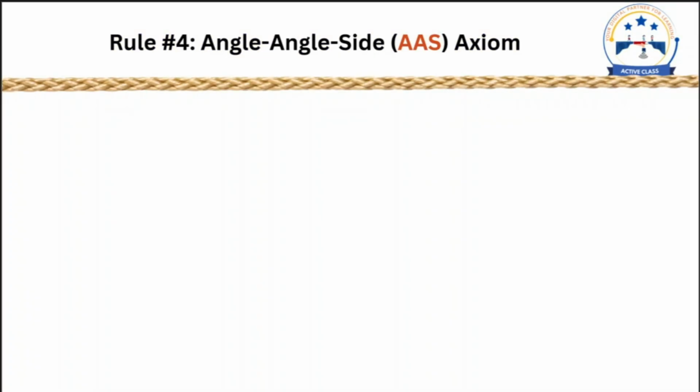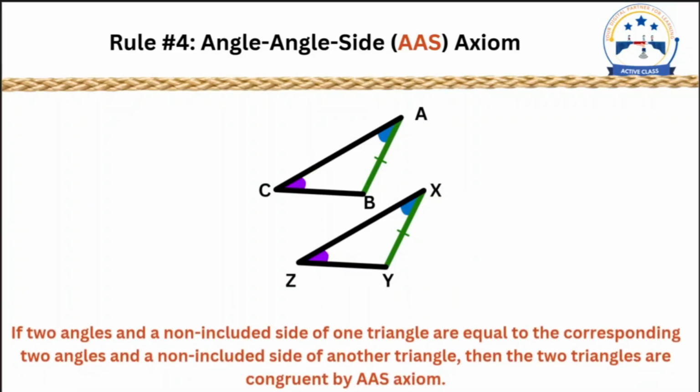Next up, angle-angle-side axiom or AAS axiom. In this axiom, if two angles and a non-included side of one triangle are equal to the corresponding two angles and non-included side of another triangle, then the two triangles are congruent by AAS axiom. Here, the side is non-included one. In the previous axiom, ASA axiom, the side was included, but here the side is non-included one.